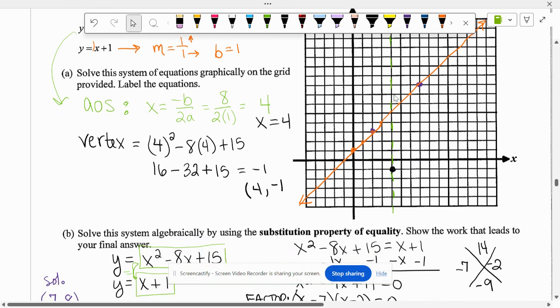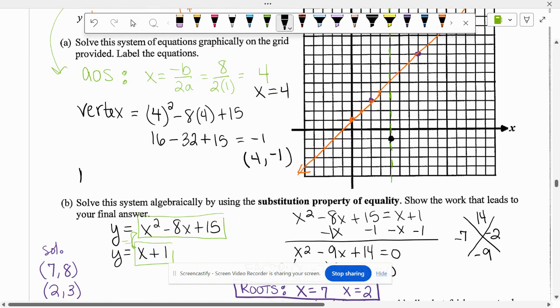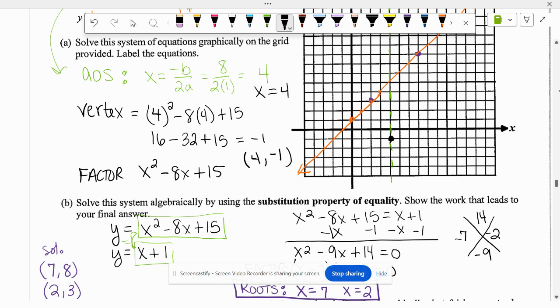Well, what are the two roots? Because we already factored this equation. No, we didn't. We didn't factor this equation. Let's factor it. We have x squared minus 8x plus 15. Two numbers that multiply to positive 15 and when I add them, I get negative 8. Negative 3 and negative 5. x minus 3, x minus 5. Well, those are the factors. So that means the solutions are positive 3 and positive 5.